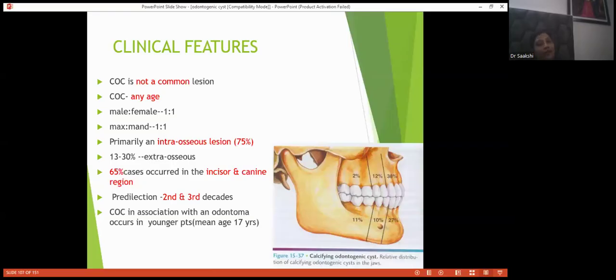Coming on to the clinical features, it's not a common lesion. It can occur at any age. Till now, we have seen that all the cysts have a male predilection. Now, COC has an equal predilection, that is 1 is to 1. Primarily, it's an intraosseous lesion, that is 75%, and 30% cases are extraosseous.